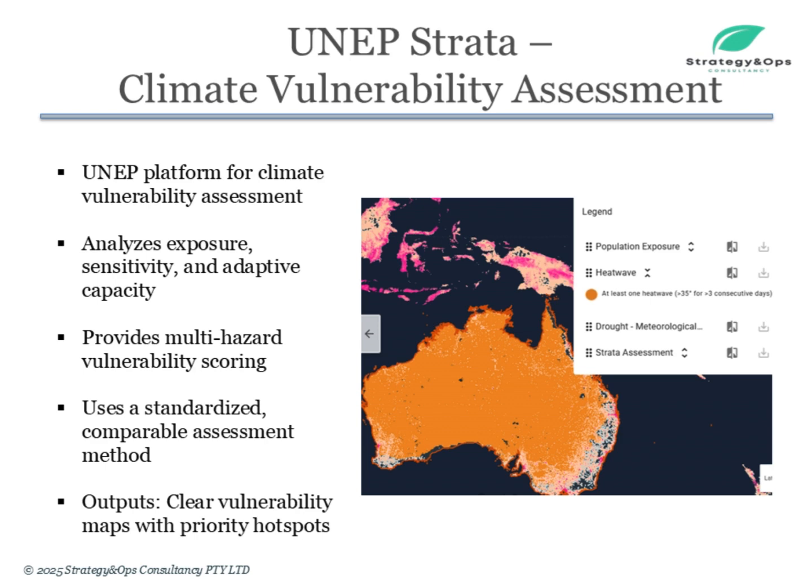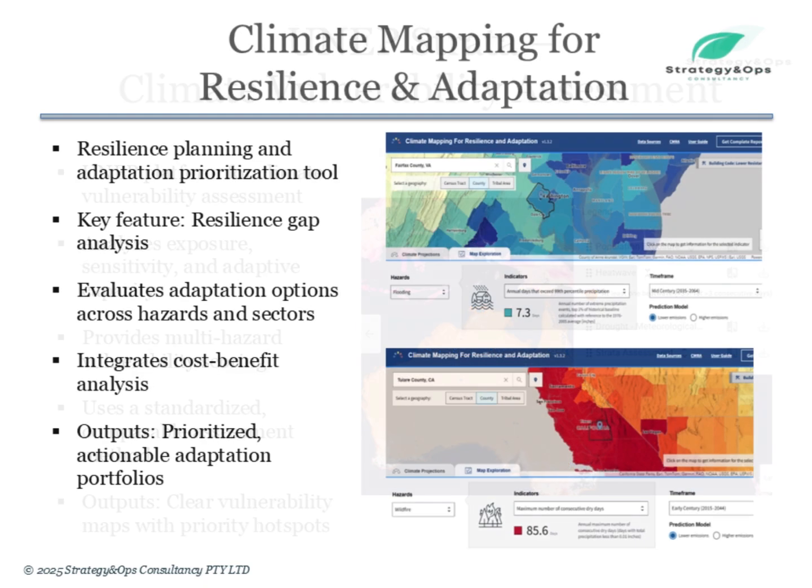You use Strata when you need a rigorous, internationally aligned vulnerability assessment. It's especially useful for national adaptation planning, donor reporting, and cross-country comparisons. Its main limitation is data resolution. Strata relies on global datasets, which may not capture neighborhood-level detail. This Strata map shows how heatwave, drought, and population exposure layers combine to reveal widespread climate vulnerability across Australia.